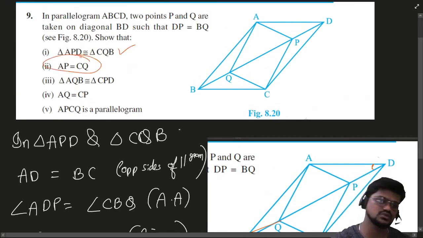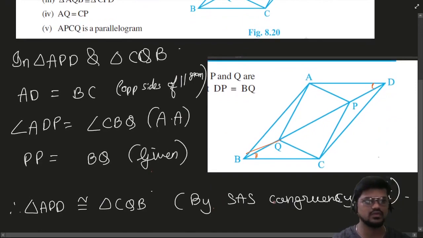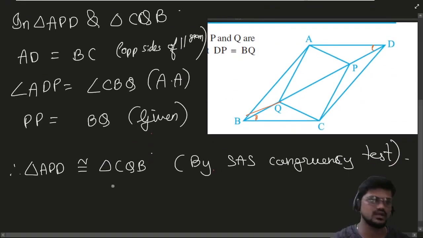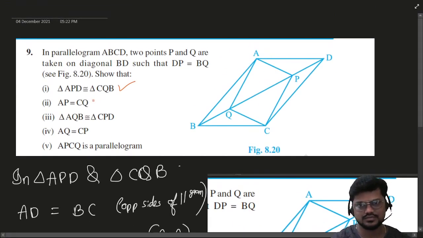Next is AP is equal to CQ. How will AP be equal to CQ? They will be equal because they are corresponding parts of congruent triangles. Therefore, AP is equal to CQ by CPCT. So the second part is also cleared.